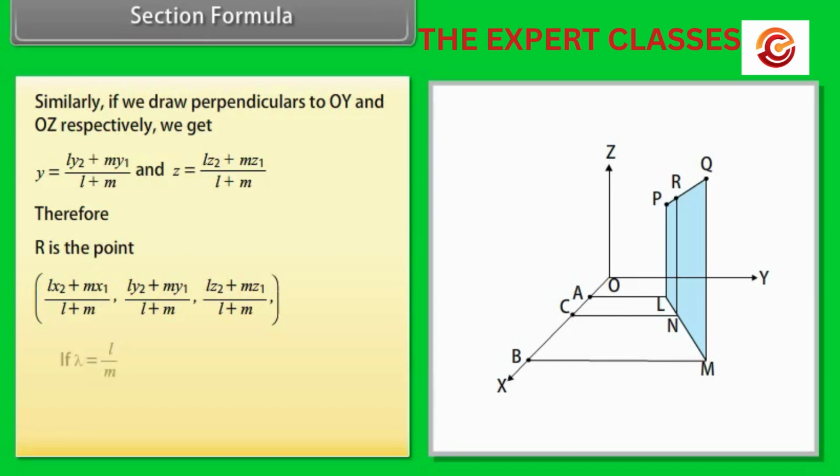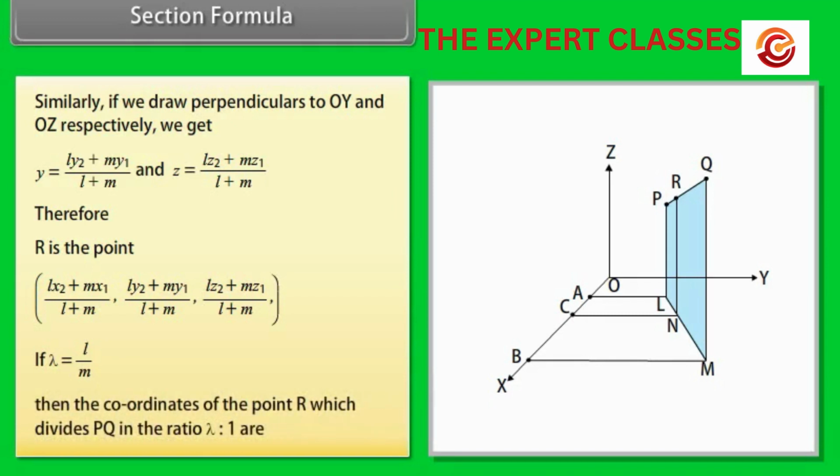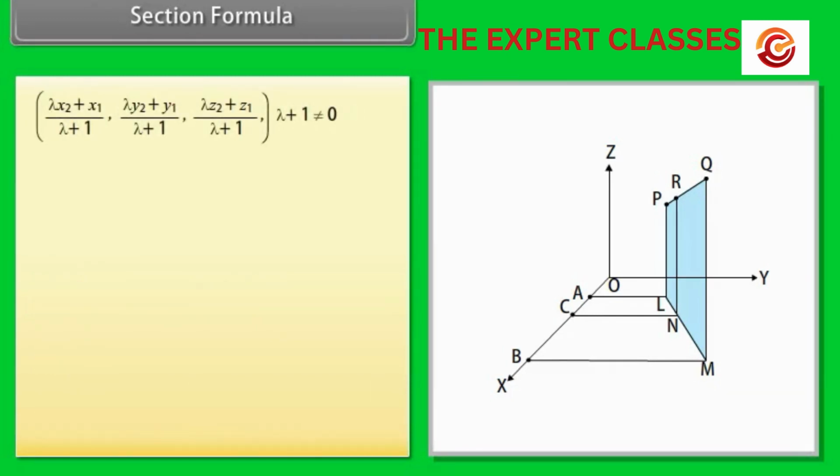If lambda = l/m, then the coordinates of the point R which divides PQ in the ratio lambda:1 are ((lambda x2 + x1)/(lambda + 1), (lambda y2 + y1)/(lambda + 1), (lambda z2 + z1)/(lambda + 1)), lambda + 1 not equal to 0.